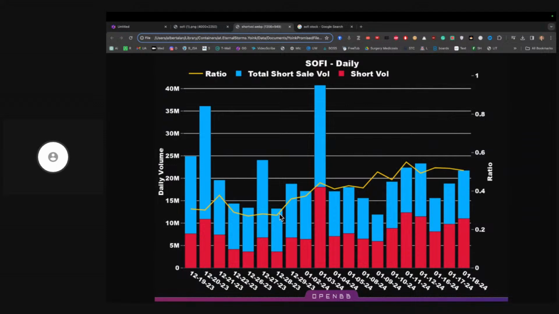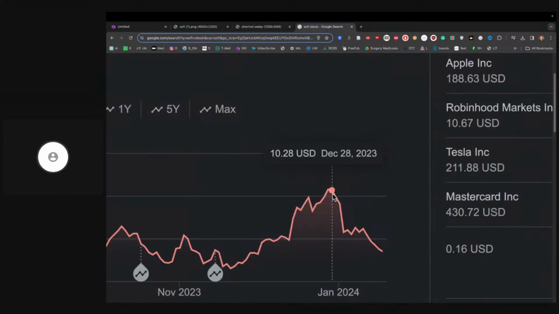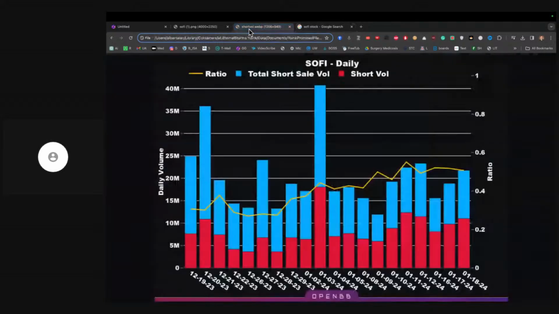But then all of a sudden, the short volume started increasing rapidly. And by January 2nd, there was a really huge spike in the total short sale volume. So let's look at what happened January 2nd. You can see that big spike caused the price to go down. So you could see the shorting here, right?